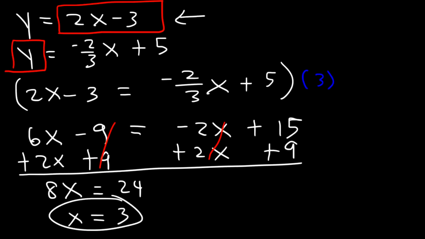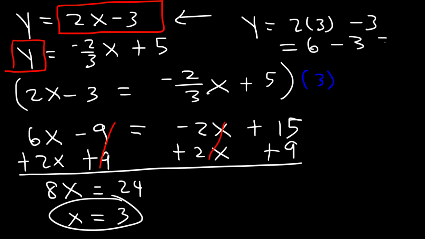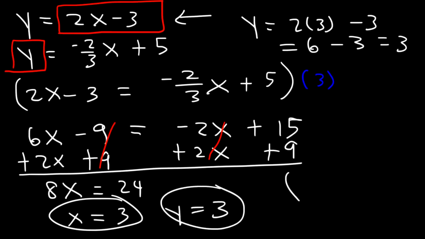Now let's plug that into this equation. 2 times 3 minus 3. 2 times 3 is 6. 6 minus 3 is 3. So y equals 3. So therefore, the answer is indeed 3, 3, which is the point of intersection between these two graphs.